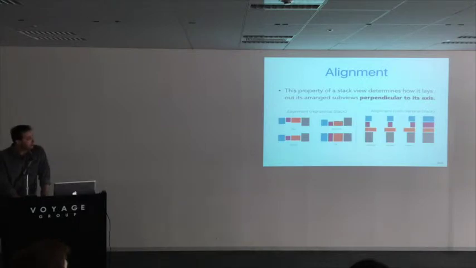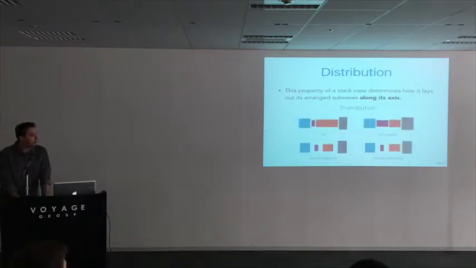So first, alignment. The alignment shows how the subviews, the arranged subviews, are arranged perpendicular to the axis. So if it's a vertical stack view, it arranges these horizontally along that axis. And for horizontal stack views, it's the vertical arrangement. Yeah? So you have a quick summary there of the alignment property.